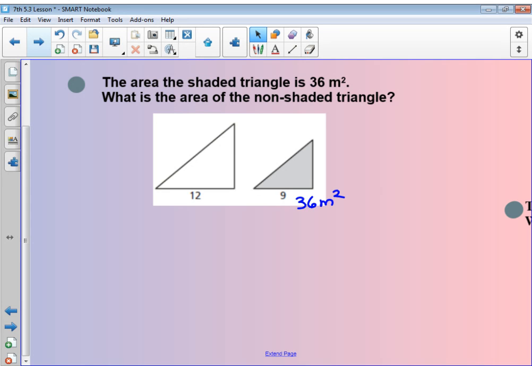Okay, so first step, take your sides of those triangles and set it up as a ratio. Reduce it, square it, because it's area. Okay, then you can work the proportion. So go ahead, pause your video, and work your way through this one.